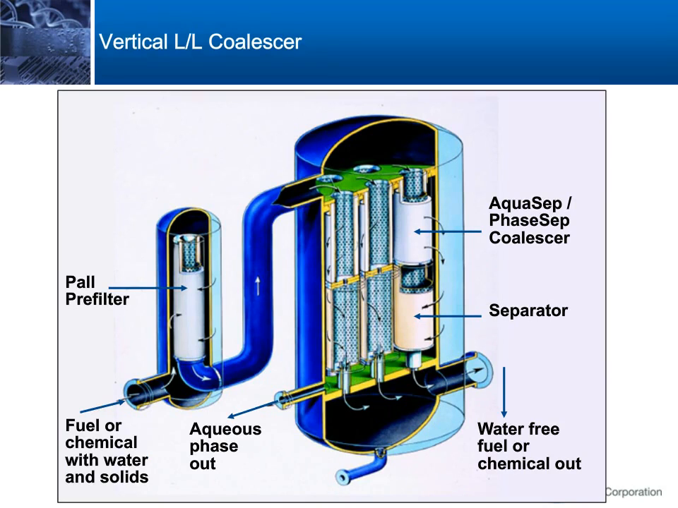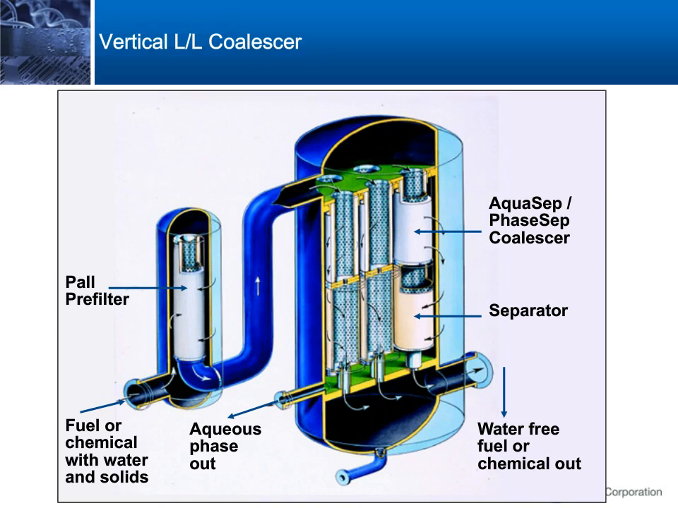Here we can see a vertical liquid-liquid coalescing system. First off, we have a pre-filter once again, flowing into a vertical orientation where the flow first passes into the top plenum in the housing. The flow passes down into the elements, passing from the inside to the outside, forming the larger droplets.